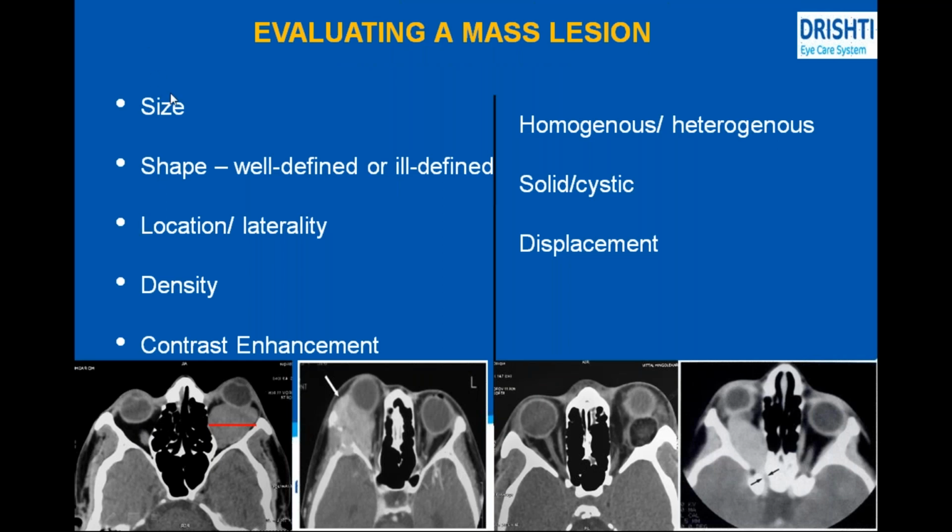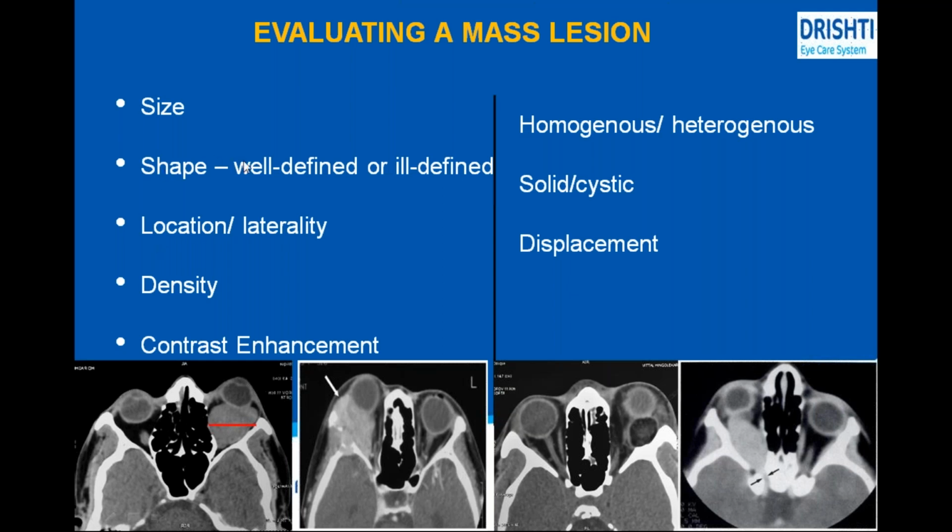So size, how to know the size? If you see this mass, a big mass over there, this red line is measuring from anterior to posterior, the horizontal measurement of this mass. In this way, in the report you will get the total measurement of the mass. So the size of the mass can be seen, how big it is.